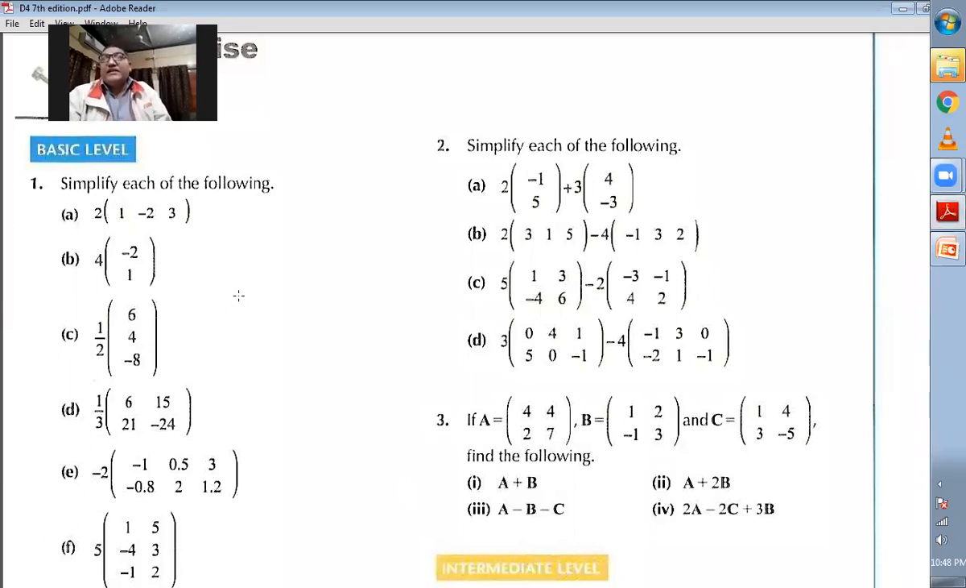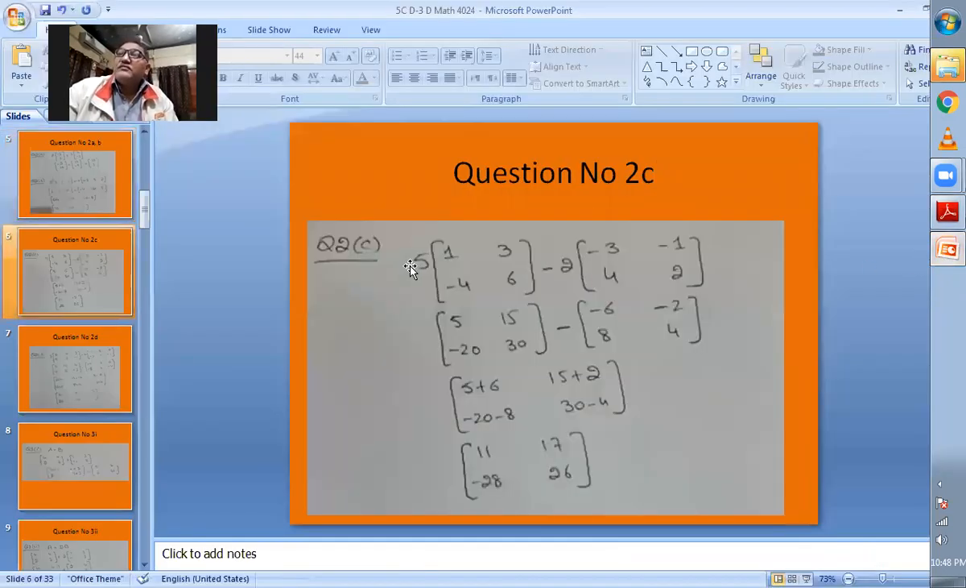Question number 2 and its C part is that 5 is multiplied with this 2 by 2 matrix. There are 2 rows, 2 columns, and then minus 2 is also multiplied with a matrix which has 2 rows and 2 columns. So this is the question we are going to attempt. So let's see.